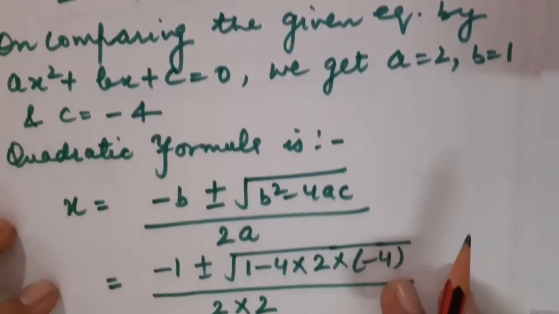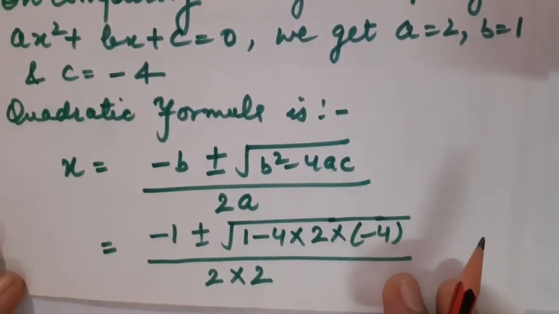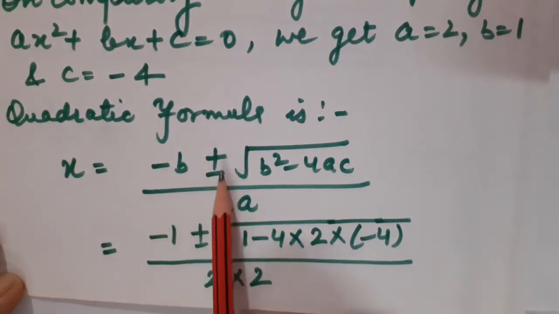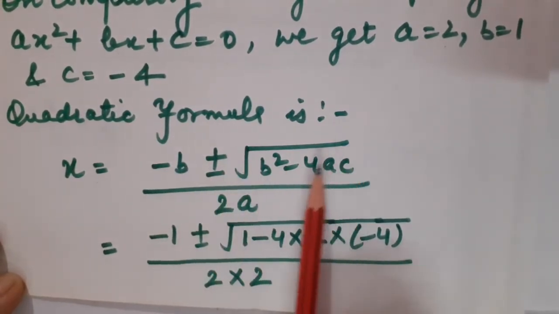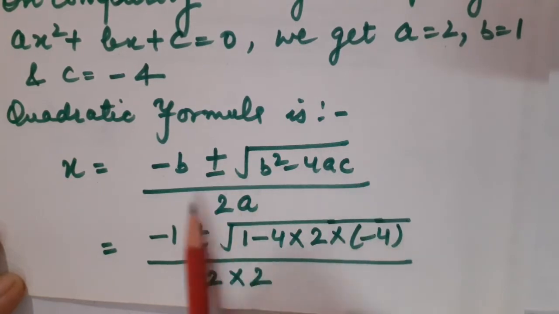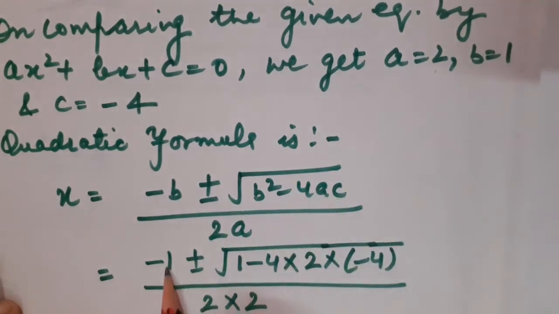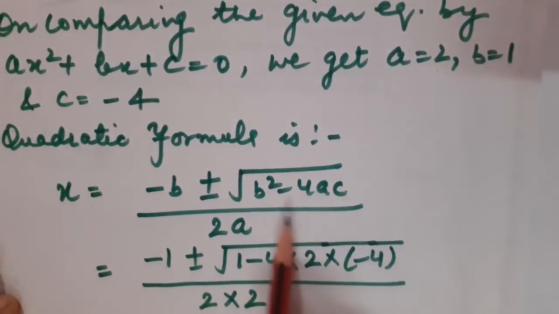Correct? Now what is the quadratic formula? We have just learnt, children. This is x is equal to minus b plus minus whole under root b square minus 4ac upon 2a. Correct? Now in place of b, what do I have to put? 1. This is minus 1 plus minus. What is b square?